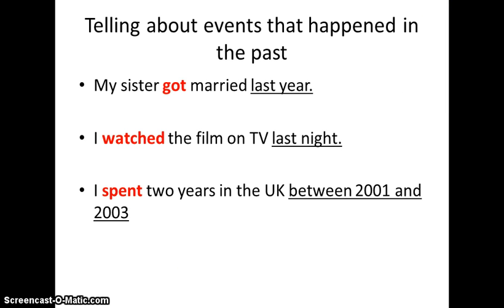Now, a few examples. My sister got married last year. I watched the film on TV last night. I spent 2 years in the UK between 2001 and 2003. Now you can see here all my verbs are in the preterite: got, watched, and spent. Each time it's only one word, and each time I've also underlined elements.